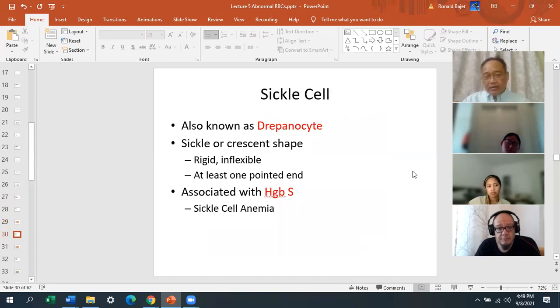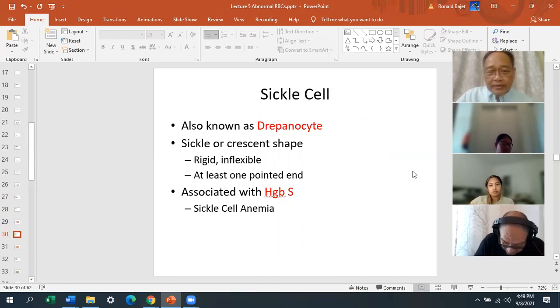Okay, sickle cells. Alternate name for sickle cell is drepanocyte. Unfortunately, I don't have any trick for drepanocyte and sickle cell. You'll just have to know it. So the shape is sickle or crescent shape. These are pointed on both ends. They're really skinny, pointed at least one end. Actually, it's pointed on both ends. If it's pointed on one end, then that's a dacryocyte, okay? Drepanocyte or sickle cell is associated with hemoglobin S, and it's seen in sickle cell anemia. So drepanocyte is the alternate name. Make sure you know that.